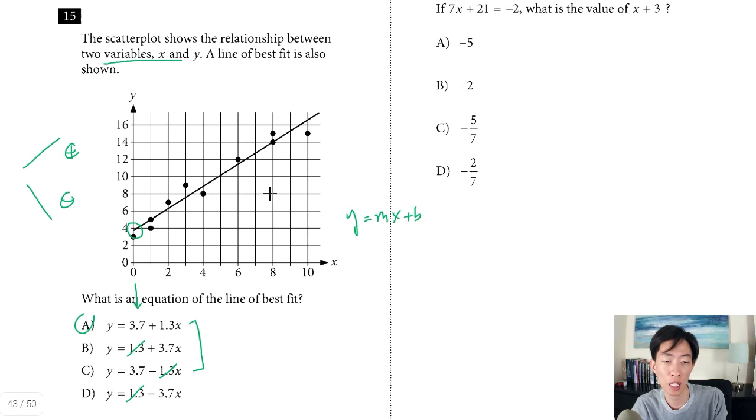Now, if they wanted us to calculate the slope or an approximate slope, what I would do is take 2 points that fall on integers, such as here and about here, and then you calculate rise over run. So the rise would be 14 minus 6, which is 8, divided by 8 minus 2, which is 6. So 8 divided by 6 is probably going to be around 1.3.